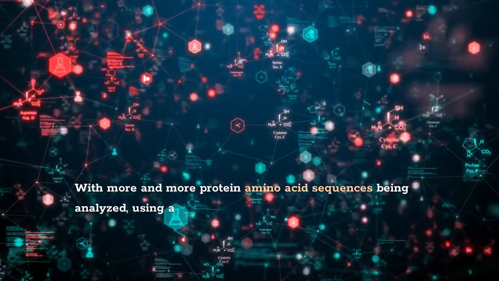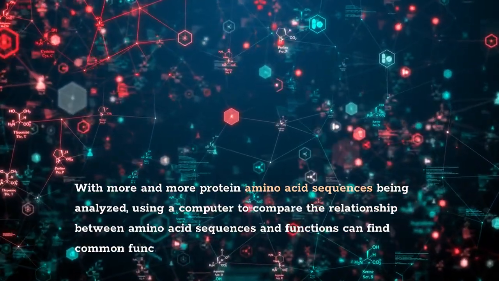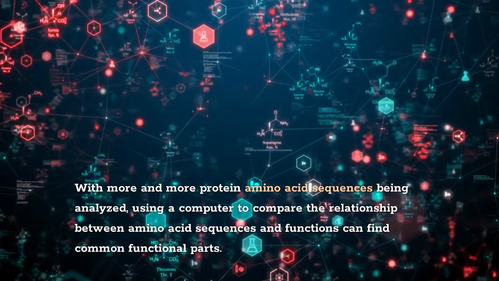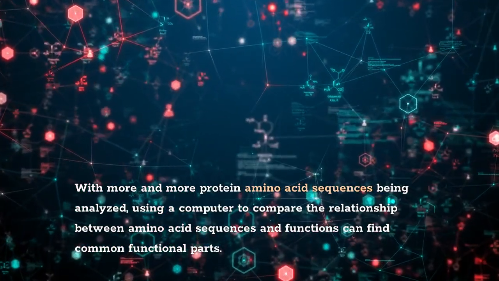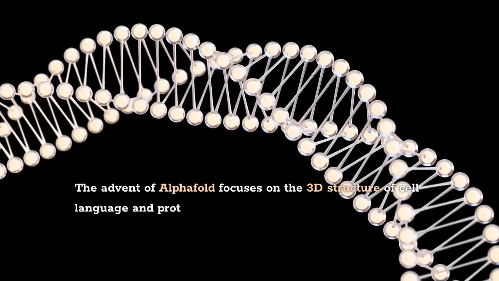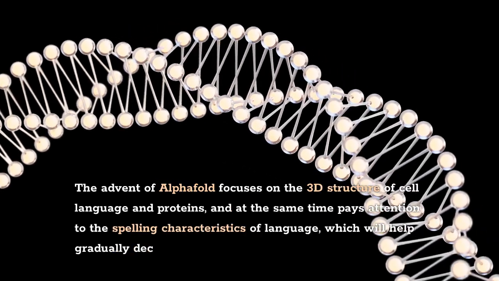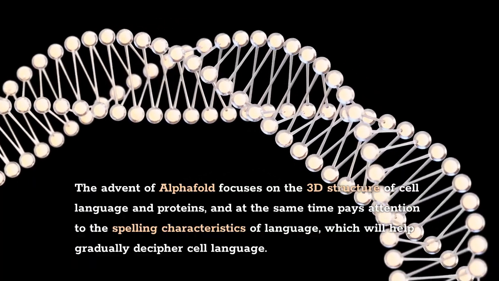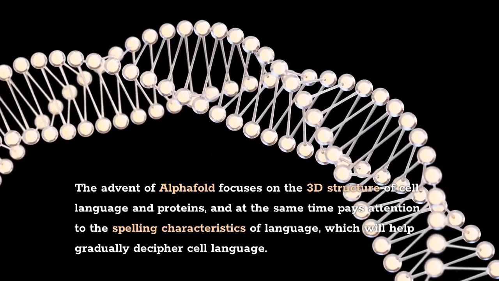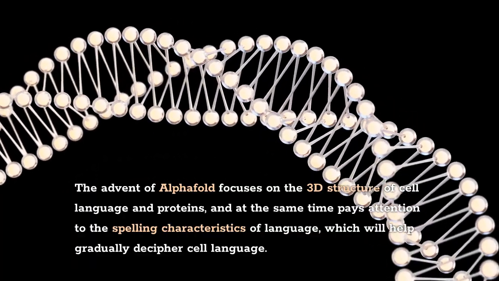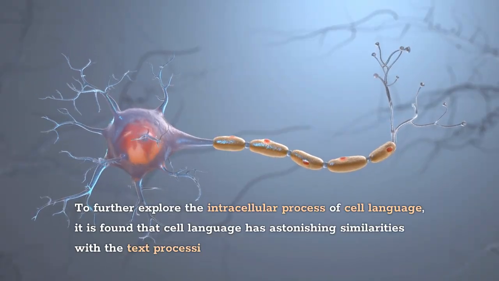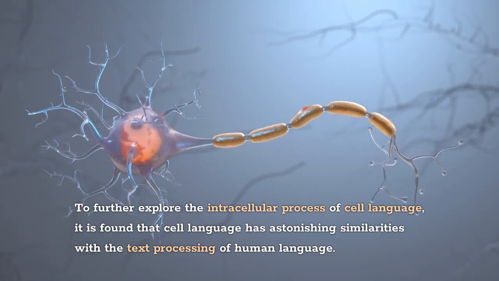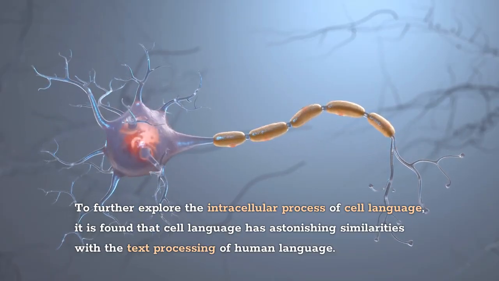With more and more protein amino acid sequences being analyzed, using a computer to compare the relationship between amino acid sequences and functions can find common functional parts. The advent of AlphaFold focuses on the 3D structure of cell language and proteins, and at the same time pays attention to the spelling characteristics of language, which will help gradually decipher cell language. To further explore the intracellular process of cell language, it is found that cell language has astonishing similarities with the text processing of human language.